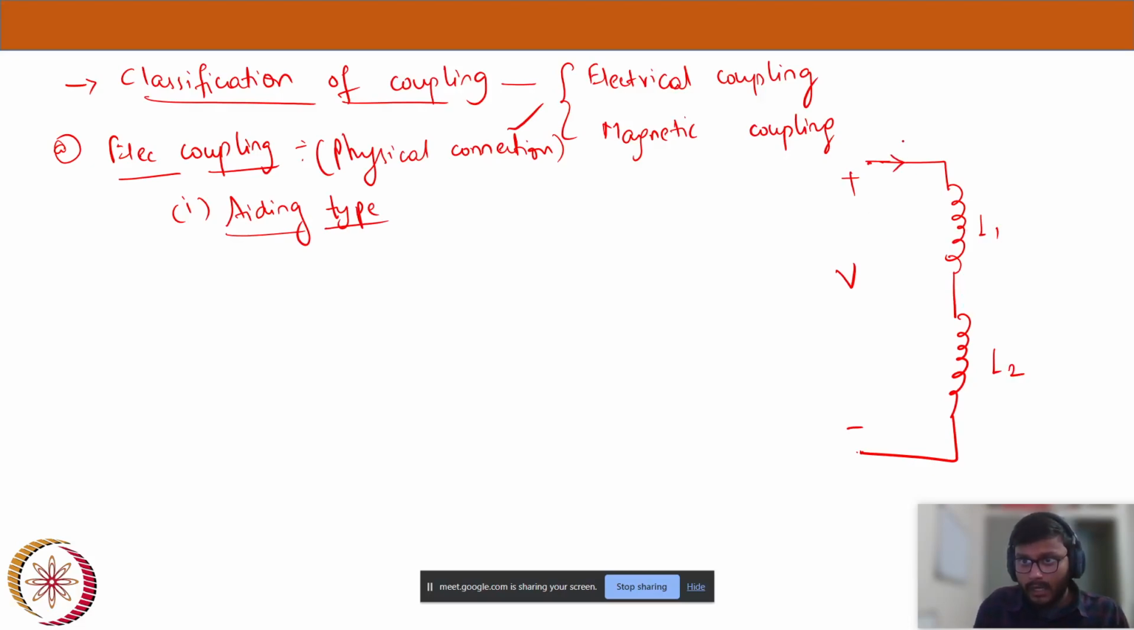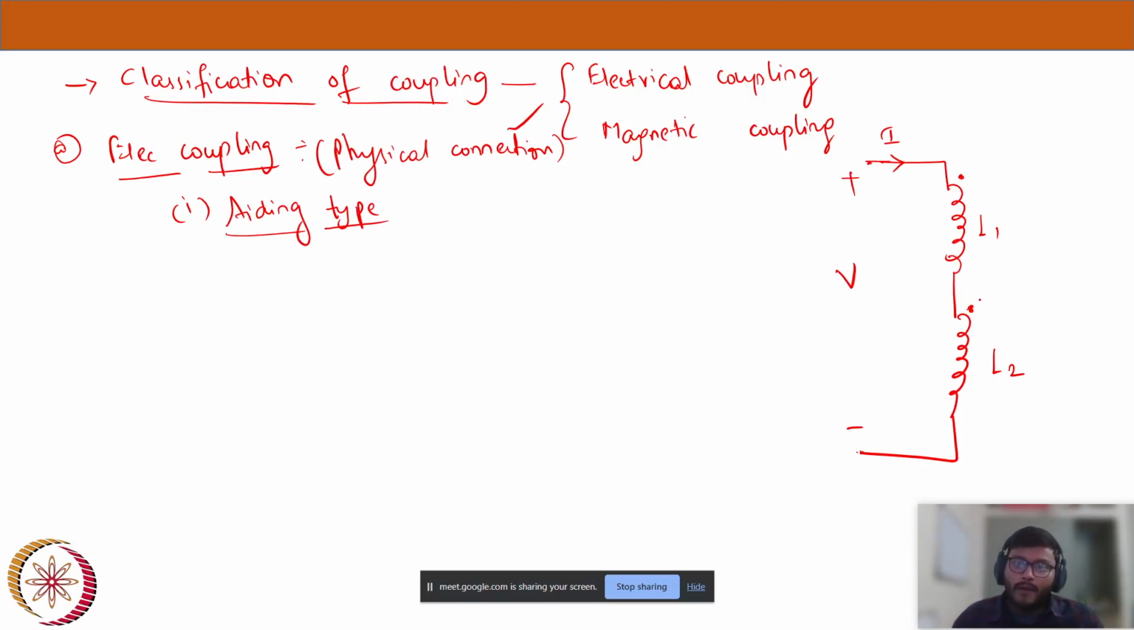Both are connected in series. Now, when I pass a current I through this circuit, since both are connected in series, the same current will flow through both the coils. That's the property of series connected coils. Now, I am placing dots. So, pay attention carefully. I have placed a dot here and a dot here as well.